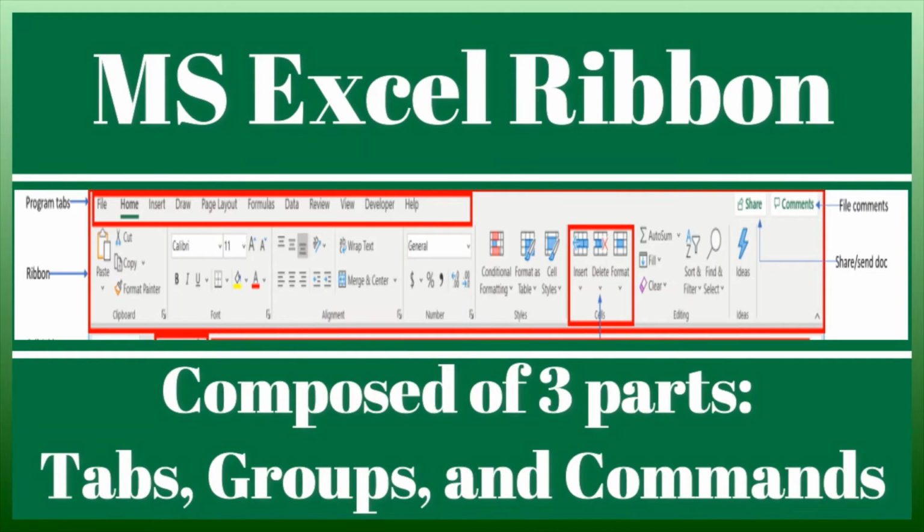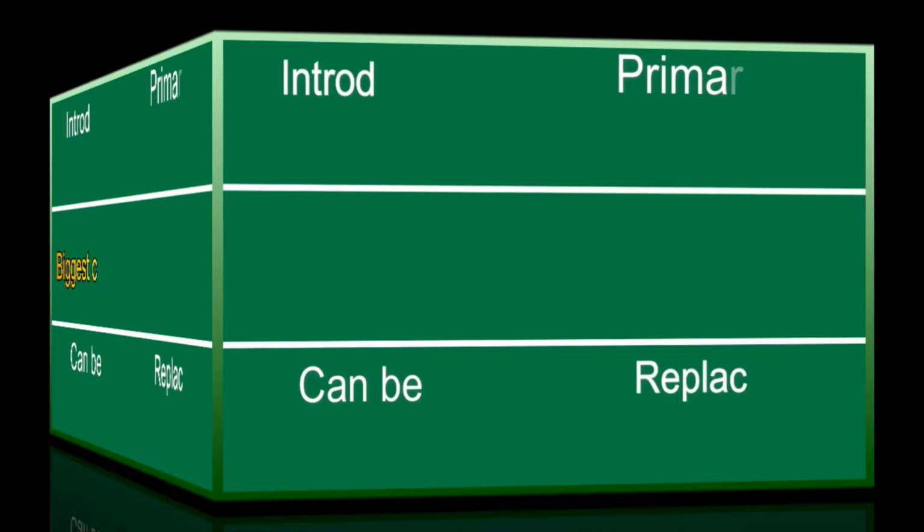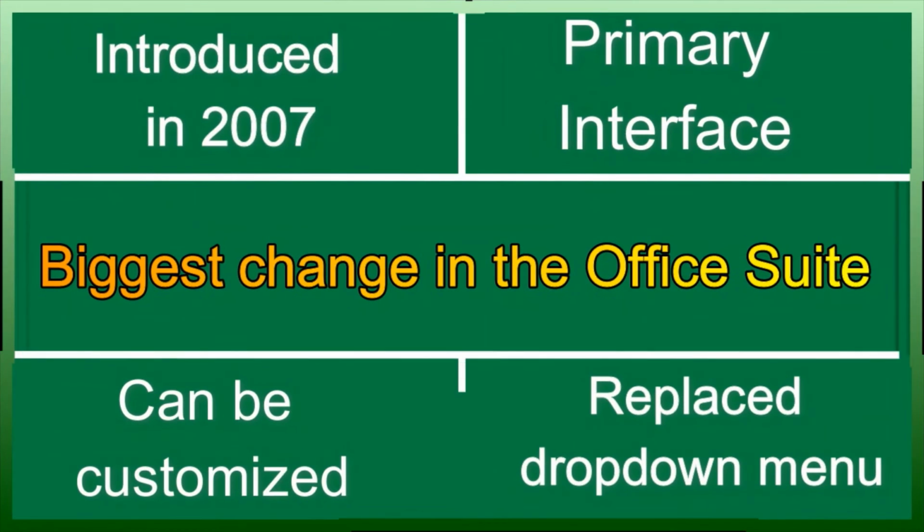The ribbon is the display you see at the top of the Microsoft Excel program. It is the primary interface with Excel. It allows you to access most of the commands available to you in Excel. It is composed of three parts: tabs, groups, and commands. Following are a few fun facts about the ribbon.